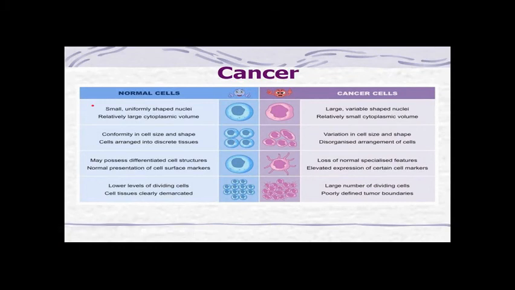Normal cells should be small, uniformly shaped, with nuclei and a lot of cytoplasm. They should all be about the same size and shape, and they should be arranged into tissues. They might have special cell structures, and they're not going to be dividing super rapidly. On the other hand, cancer cells sometimes are large, have odd-shaped nuclei, and not very much cytoplasm. They can really vary in shape and size, with a lot of disorganization. They might not be able to do the jobs they're supposed to do, and they often divide much too rapidly.